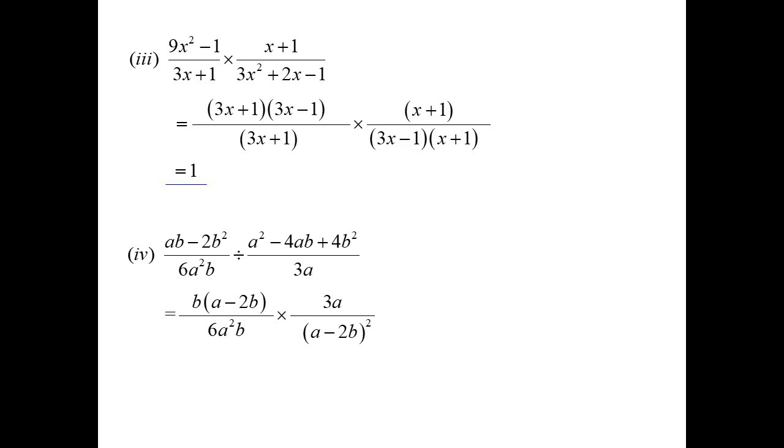So a minus 2b cancels with the a minus 2b squared, the a with the a squared, the b with the b. Oh, and the 3 with the 6 as well. We get 1 on 2a, a minus 2b.